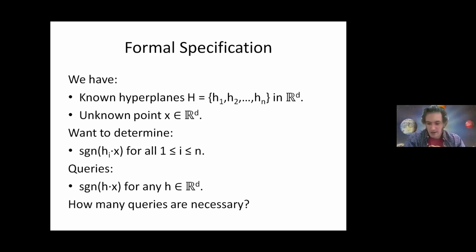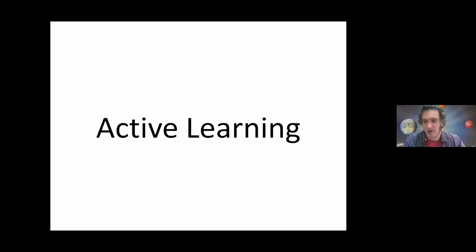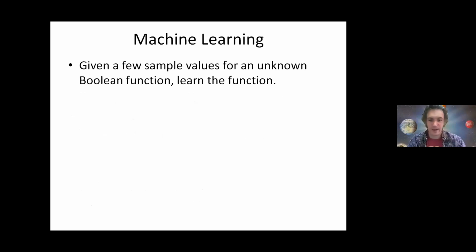Okay, sounds good. So yeah, this is the point location problem. And now we're going to change gears for a bit and talk about another problem that comes from a pretty different area, and that's active learning. So what's the basic idea here? In machine learning, one of the basic problems is that you're given a few sample values from an unknown Boolean function, and you want to learn the function. This function might be something practical like pictures that are either cat or dog pictures, and you want to determine which one's which.